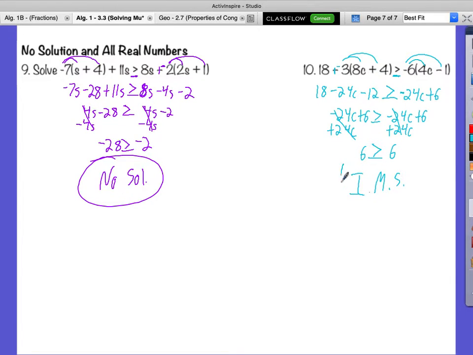Whenever you get down to just a statement like this where it's two numbers, remember whether it's true or false. If it's false, no solution. If it's true, infinitely many solutions. Questions on that?